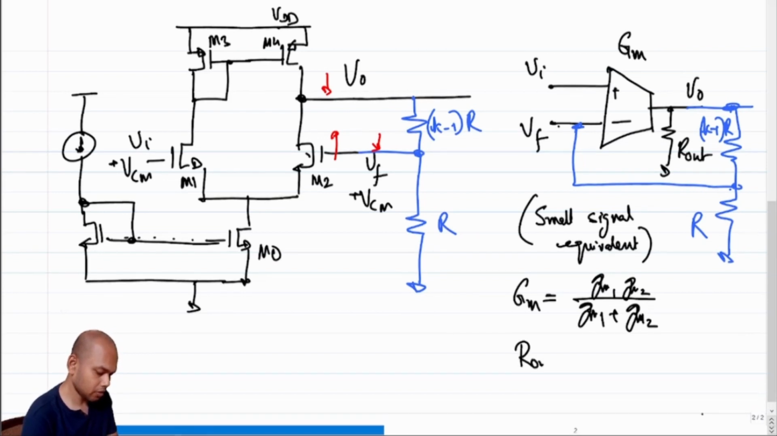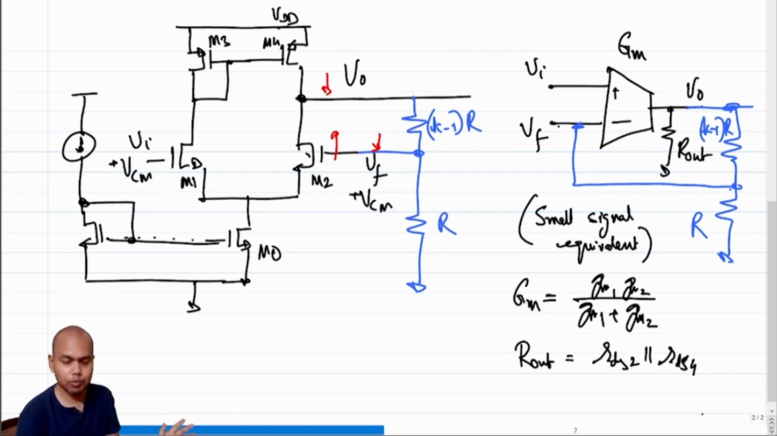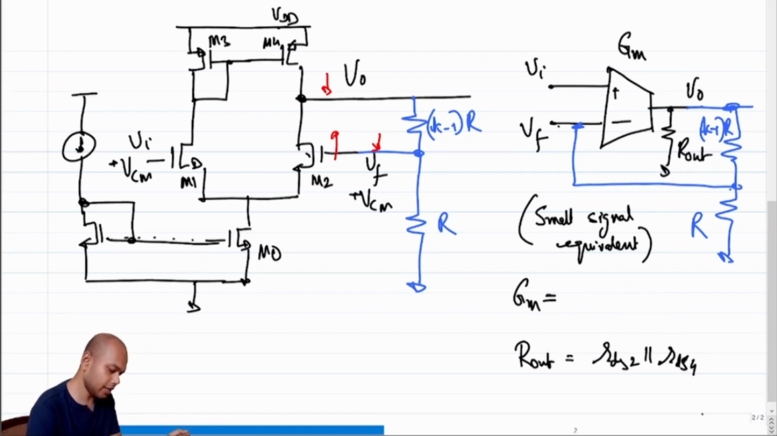And what is R out? R out was RDS2 parallel RDS4, right? This is obviously under the condition that M1 is equal to M2 and M3 equal to M4. Otherwise, there was a lot of current mirroring and all those things happening. If those conditions weren't fulfilled, then we would probably get a different expression, right? So for now, let's assume that everything is identical, that is M1 is equal to M2, M3 equal to M4.